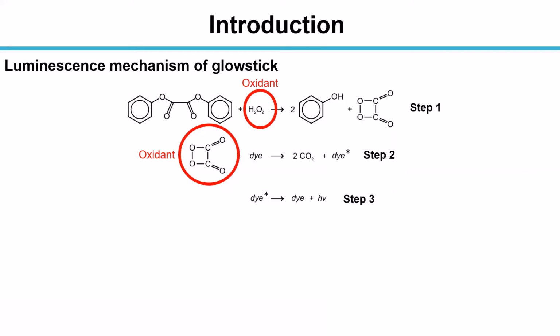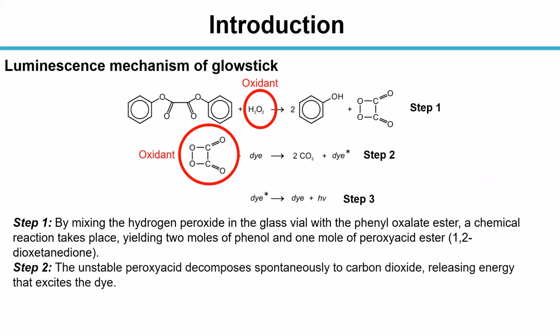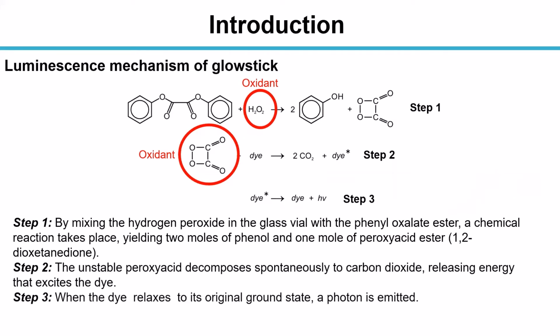Next is the luminescence mechanism of glow stick. By mixing the hydrogen peroxide in a glass vial with a phenol-oxalate ester, a chemical reaction takes place, yielding 2 moles of phenol and 1 mole of peroxy acid ester. The unstable peroxy acid decomposes spontaneously to carbon dioxide, releasing energy to excite the dye.